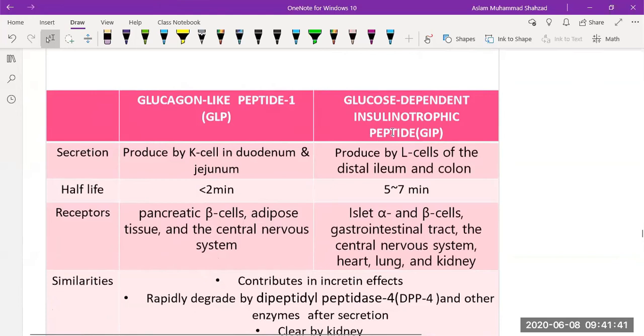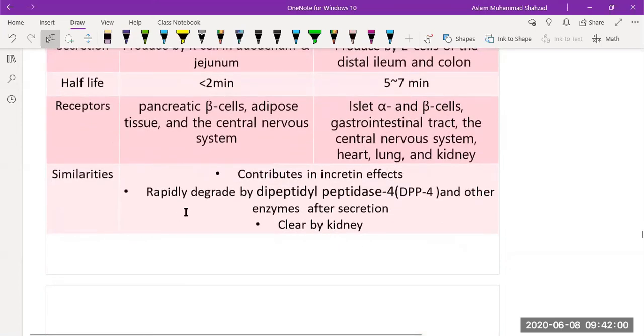And the receptors are pancreatic beta cells, adipose tissues, and the central nervous system. Whereas glucose-dependent insulinotropic peptide is produced by the L cells of the distal ileum and colon, and they have a half-life of around 5 to 7 minutes. And the receptors are the islets of alpha and beta cells, the gastrointestinal tract, and the central nervous system, heart, lung, and kidney. And the similarity is that both contribute to the incretin effect, but they are degraded by DPP4, dipeptidyl peptidase 4, and other enzymes after secretion.